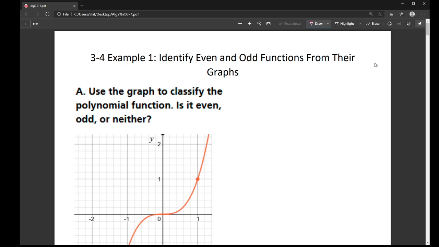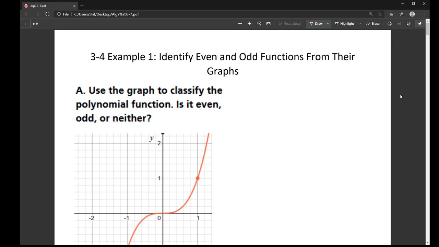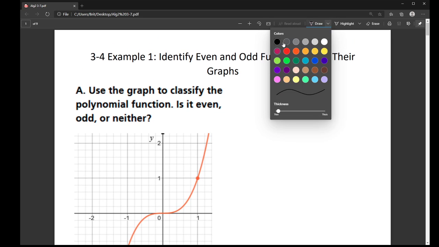In this video, I'm covering example 1 from section 3-4 in the SavvasRealize Algebra 2 textbook. So in this example, we are looking at identifying even and odd functions from their graph. So first, I want to define those for you.